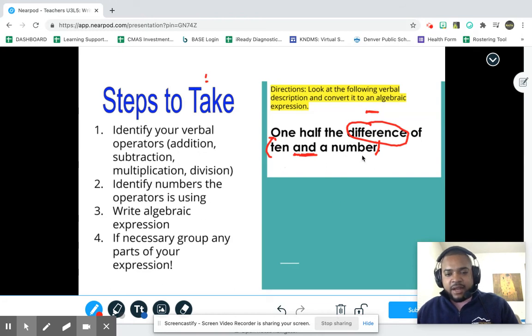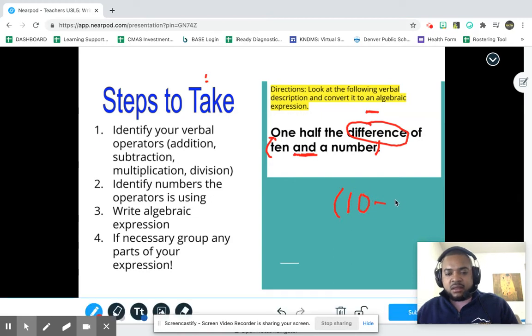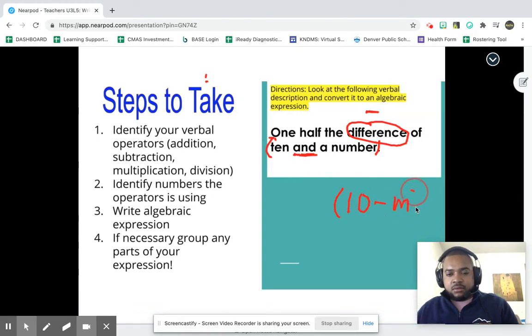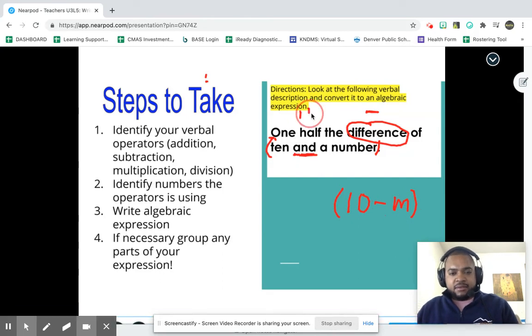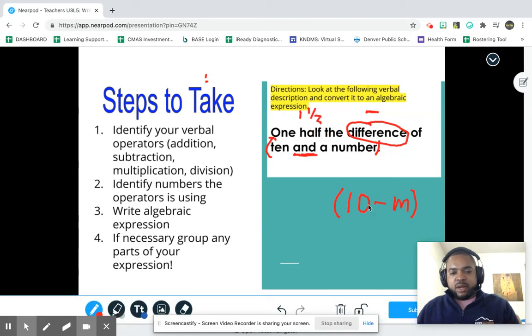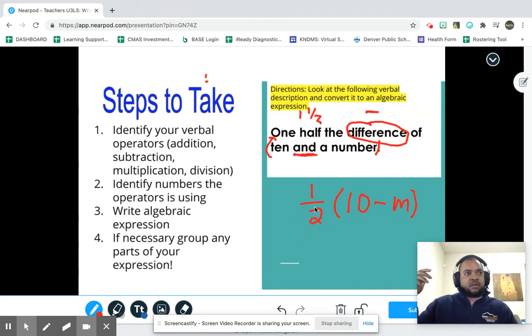So I know that I can represent that as 10 minus a number. Well, what am I doing with that number? I'm looking for 1/2 of it, 1/2 of whatever the difference is. So in a sense, what this is actually representing is a multiplication. Anytime you have a fraction, if you're looking for half of something, it always means multiplication. So I'm multiplying that times half: 1/2, the difference of 10 and a number.